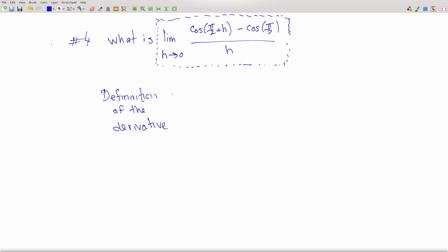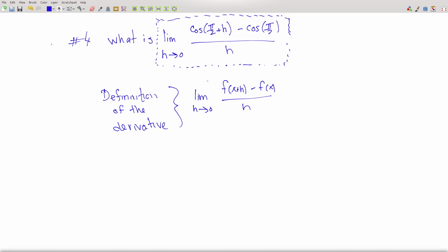So what is the definition of the derivative? Well, the definition of the derivative is the limit as h goes to 0 of f of x plus h minus f of x over h. Compare this definition with what is written in the problem. There are a couple of differences.